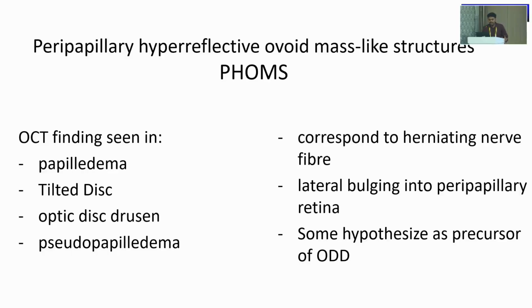Differentiating features between PHOMS and optic disc drusen: PHOMS is a newer entity. On OCT, the findings seen are that there will be papilledema associated and a tilted disc, and maybe optic disc drusen and pseudopapilledema. These correspond to herniating nerve fiber, and lateral bulging into the peripapillary retina would be seen. Some hypothesize that these are precursor lesions to the optic disc drusen.